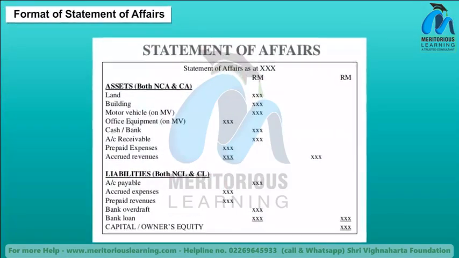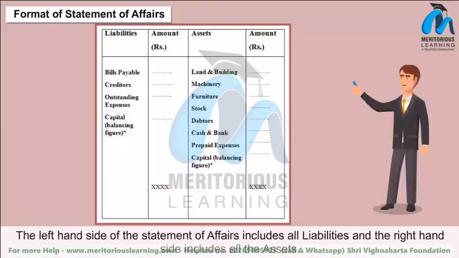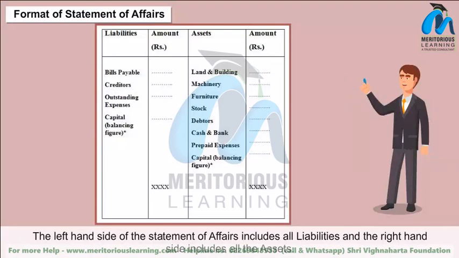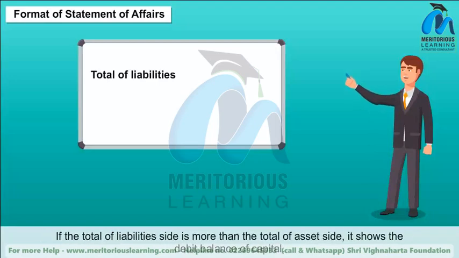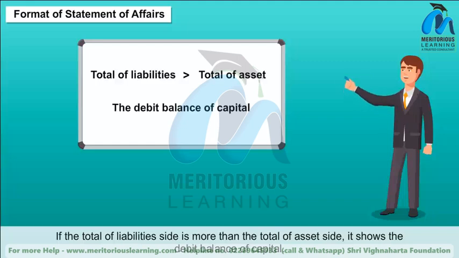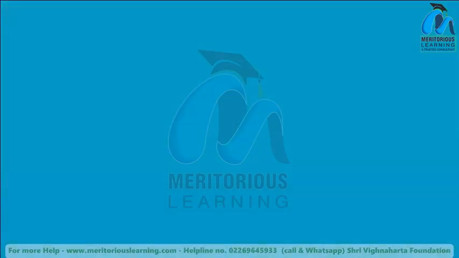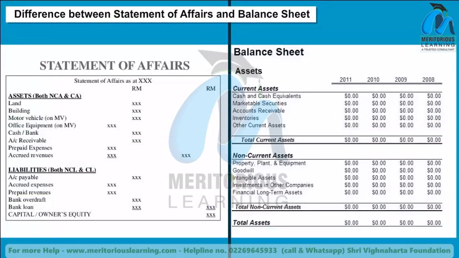Format of statement of affairs. The left-hand side of the statement of affairs includes all liabilities and the right-hand side includes all the assets. If the total of the liability side is more than the total of the asset side, it shows the debit balance of capital.